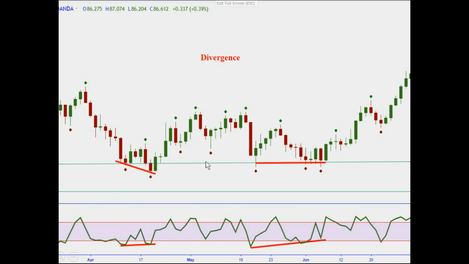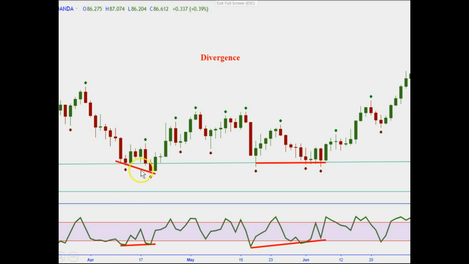So using the Williams %R, you can also find divergences, and that's something that we would trade. Things that we look for and things that we trade are divergences using the Williams %R. Now, I don't use Williams %R a lot for divergence, but it can be used for divergence, as you can see here.